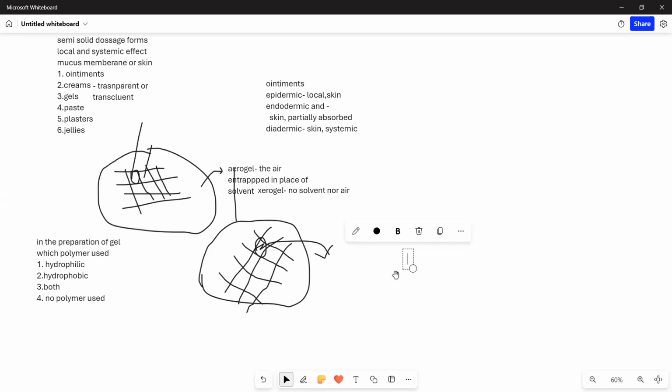Hydrophobic? No, no. In the preparation of the gel, remember, we only use the hydrophilic polymers, which do not get dissolved. They only swell. These are a special type of polymer. Whenever they interact with the solvent, the solvent gets entrapped within their matrix and the polymer swells. That's why, due to the swelling, these are known as gels. Another question for you: the paste shows which flow? Simple question.